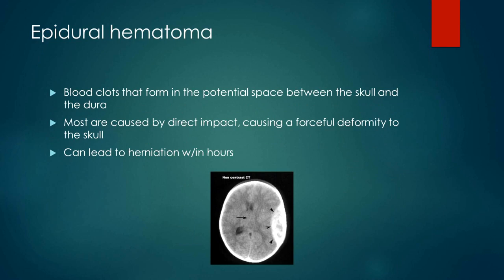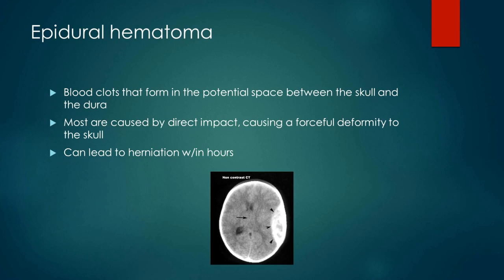And we're talking epidural hematomas. These are blood clots that form in the potential space between the skull and the dura mater. Most are caused by direct impact, causing a forceful deformity to the skull. This can lead to herniation within hours. This is most commonly in the temporoparietal region, with disruption of the middle meningeal artery being the most likely site.